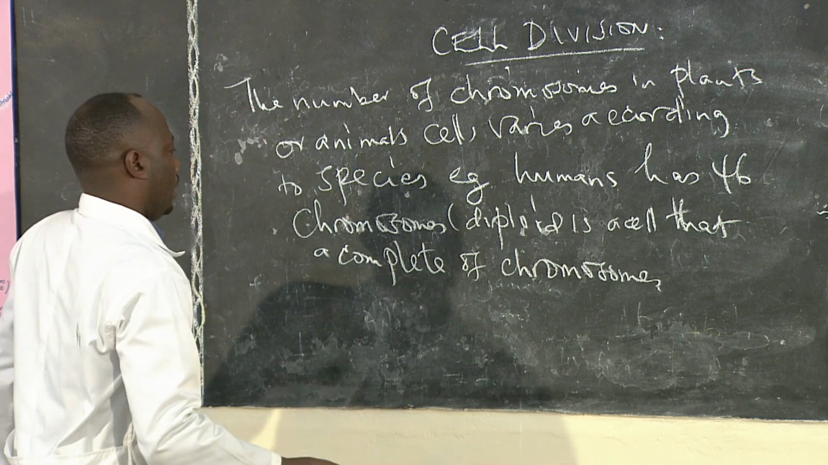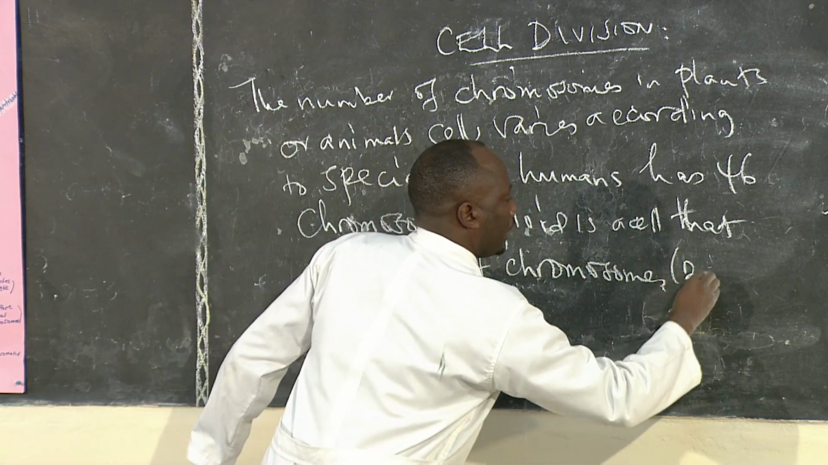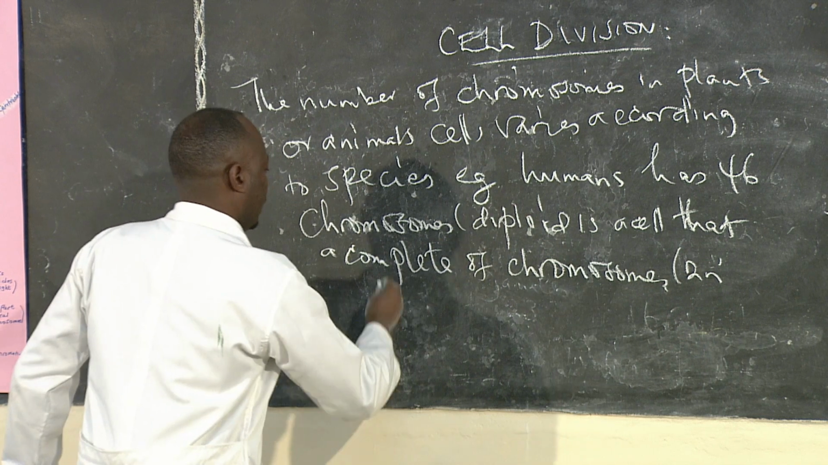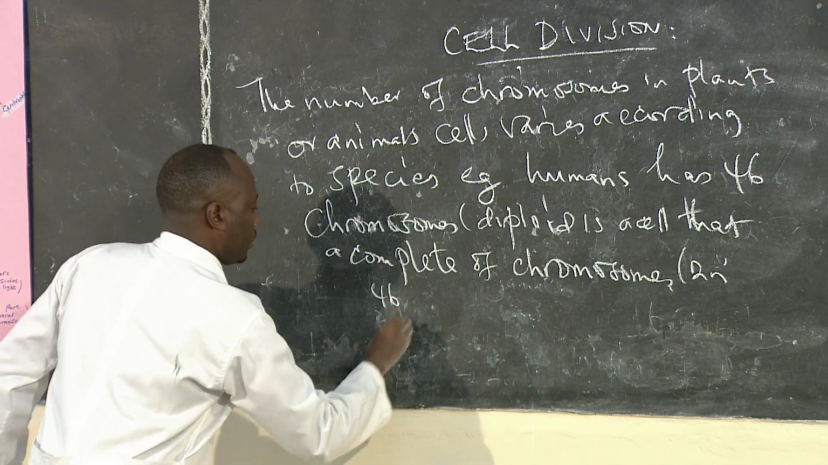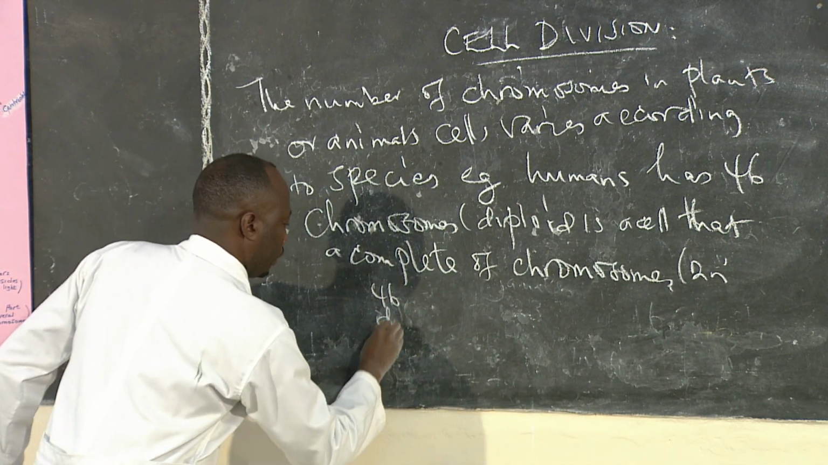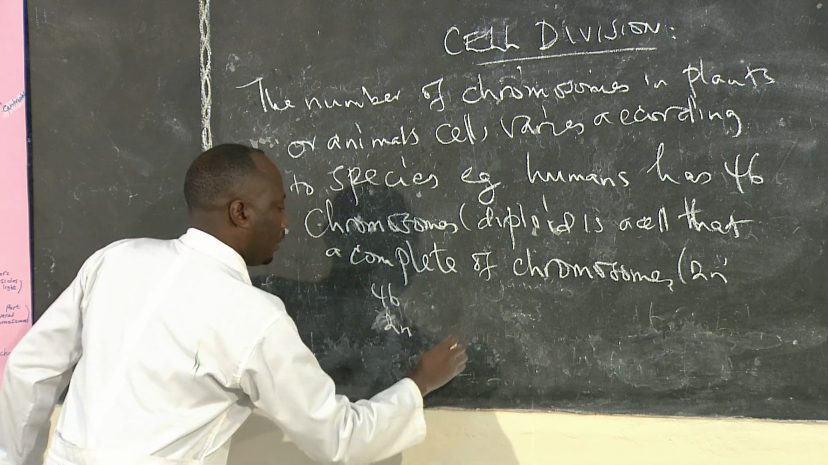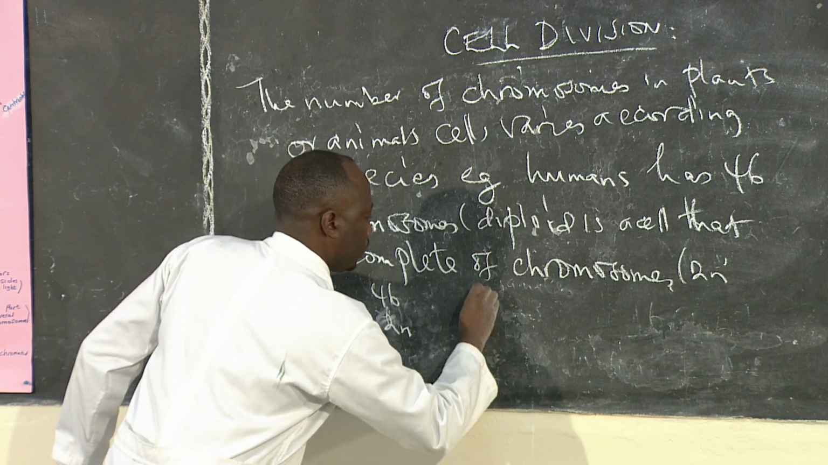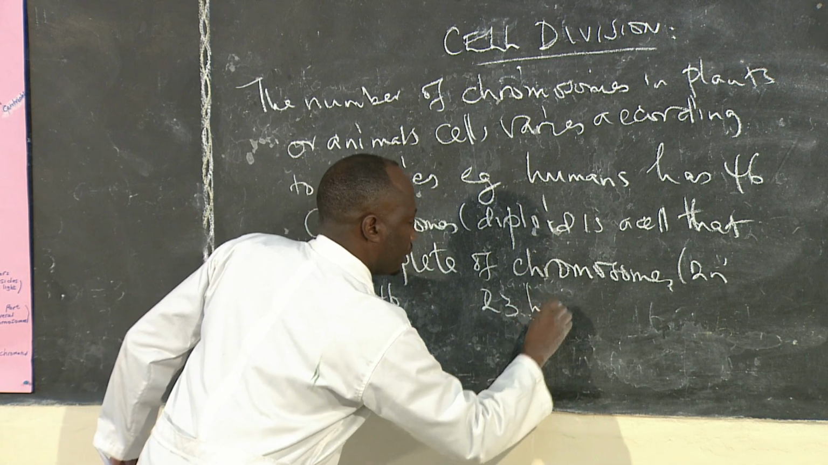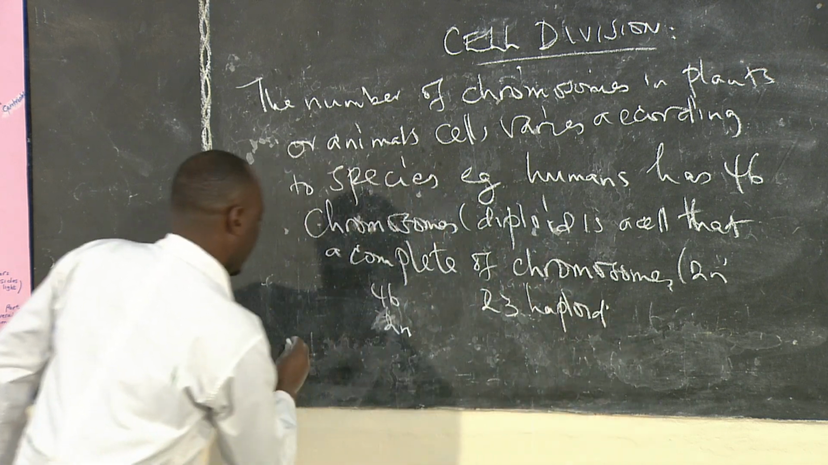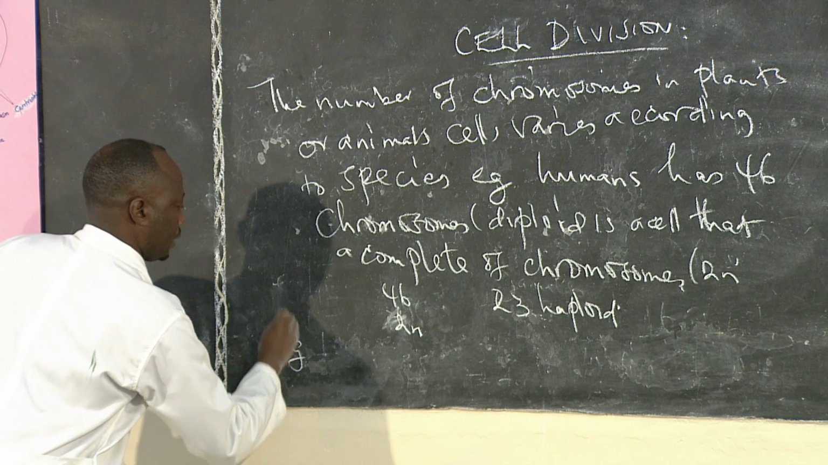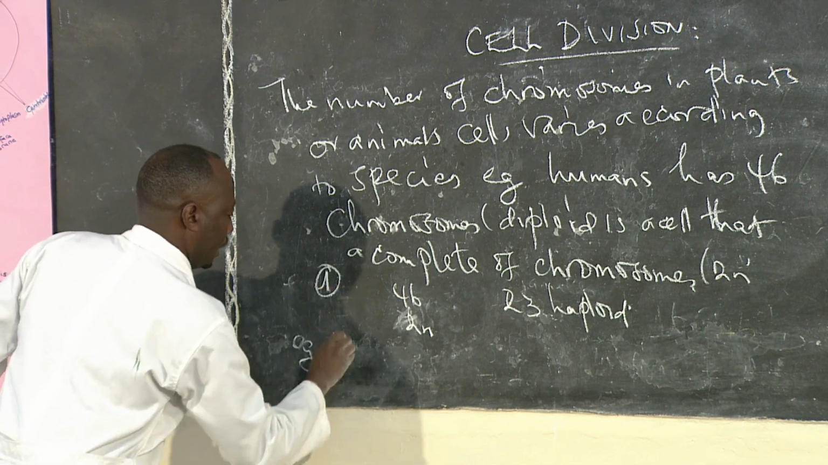Now, this refers to 2n. In humans we have 46, which is diploid, 2n. Then we have haploid, which is 23. This is a haploid cell. That is example 1, and example 2 is next.